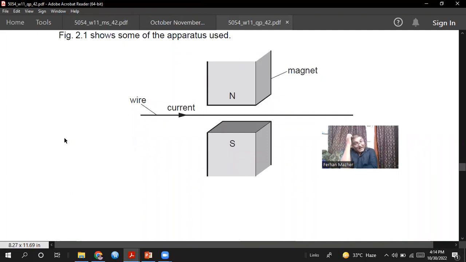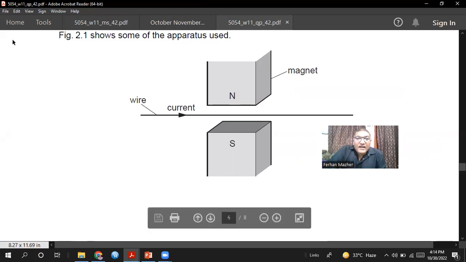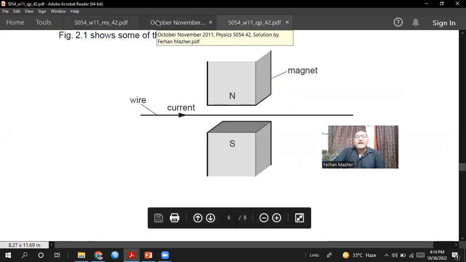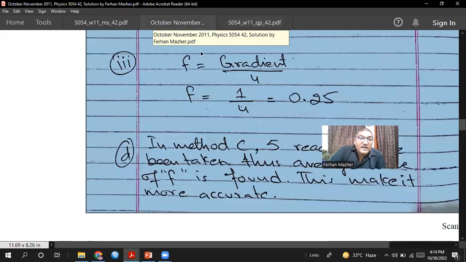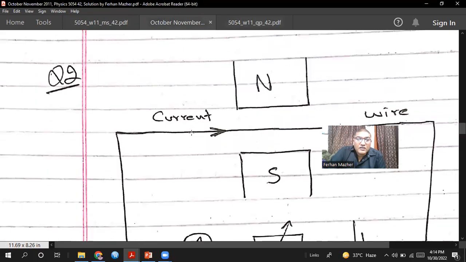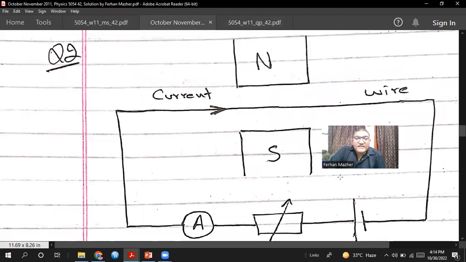So you connect this with the battery, you connect it with the switch, you connect it with the variable resistor. You see the variable resistor in the start of the experiment, keep the resistance maximum and then gradually decrease the resistance of the variable resistor. So this will help you to increase the current in the circuit. Okay. So this is that diagram.